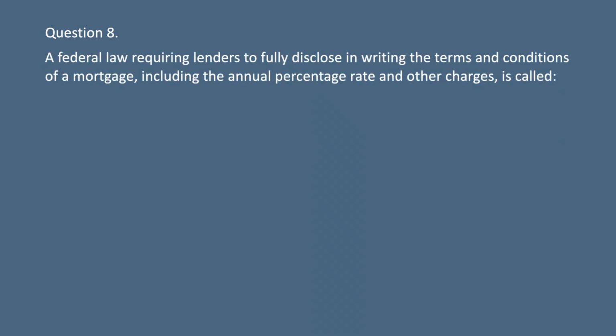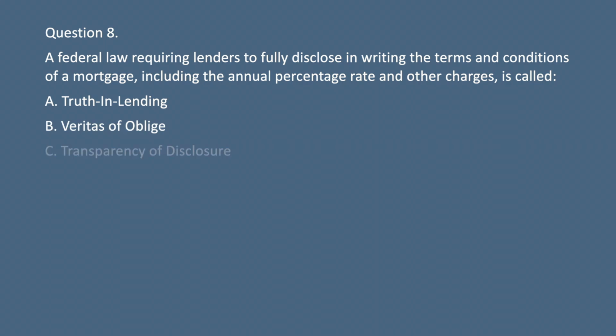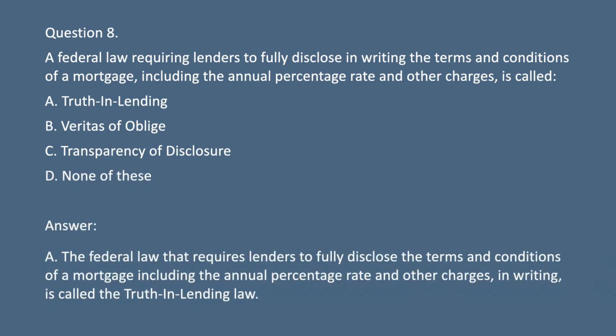Question 8. A federal law requiring lenders to fully disclose in writing the terms and conditions of a mortgage, including the annual percentage rate and other charges, is called: A. Truth in Lending. B. Veritas of Oblige. C. Transparency of Disclosure. D. None of these. Answer: A. The federal law that requires lenders to fully disclose the terms and conditions of a mortgage, including the annual percentage rate and other charges, in writing, is called the Truth in Lending Law.